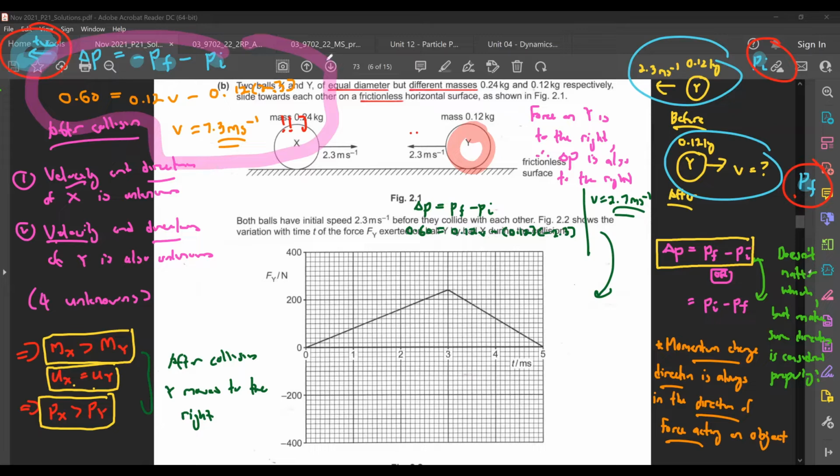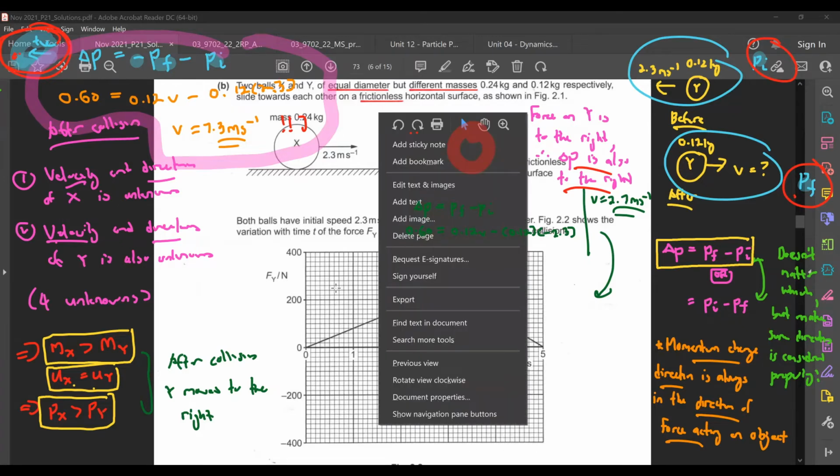Now you see my case here is that momentum change is to the right, but here my sign convention was to the left. My sign convention was that left is considered positive. So if my momentum change was to the right, this one should have been negative. But here, I actually did not put the negative. That's why you see my answer became 7.3 meter per second. It was not the correct answer.